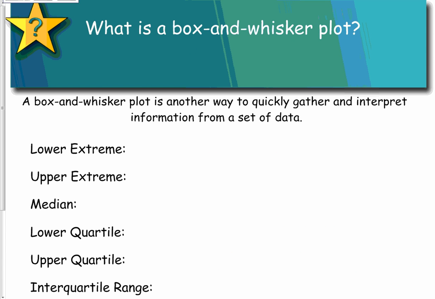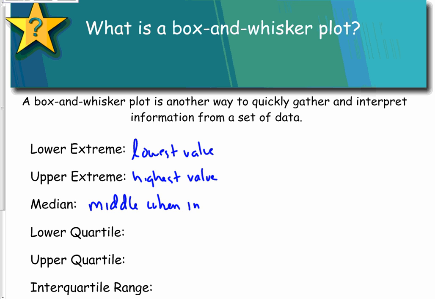A box and whisker plot is another way to quickly gather and interpret information from a set of data. This is where stem and leaf plots are nice, because you can build box and whisker plots from them pretty easily. The lower extreme is just the lowest value. The upper extreme is just going to be the highest. The median is your middle score when in order.